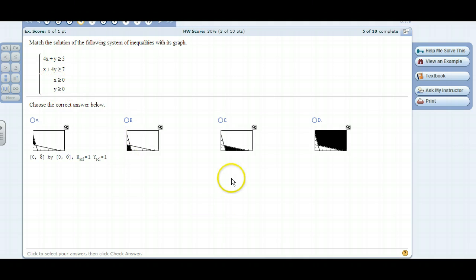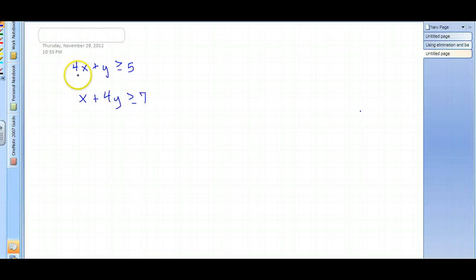Now your calculator can handle all this. It's kind of neat the way your calculator does it, but I'm going to show you. You need to isolate y first in both of these. Take the 4x over from both sides.